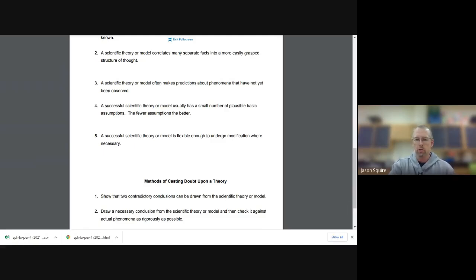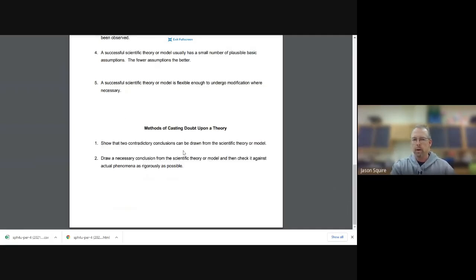a good theory is going to be flexible enough to accommodate any new information coming in, right? If your model is so rigid that one piece of new information didn't fit in your rigid box, then your whole theory is debunked, okay? So your theory needs to be malleable enough to accept new information, okay?